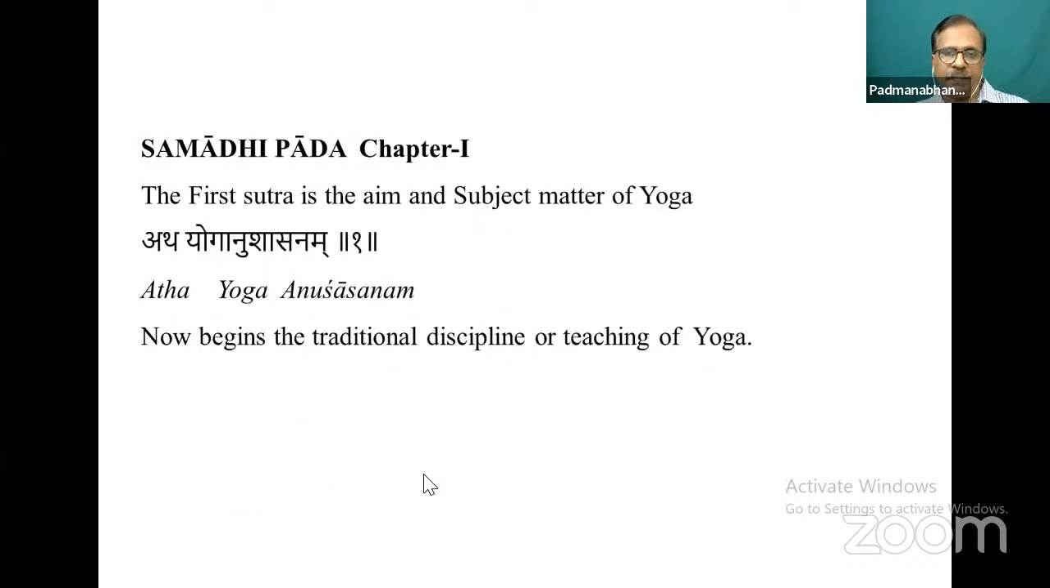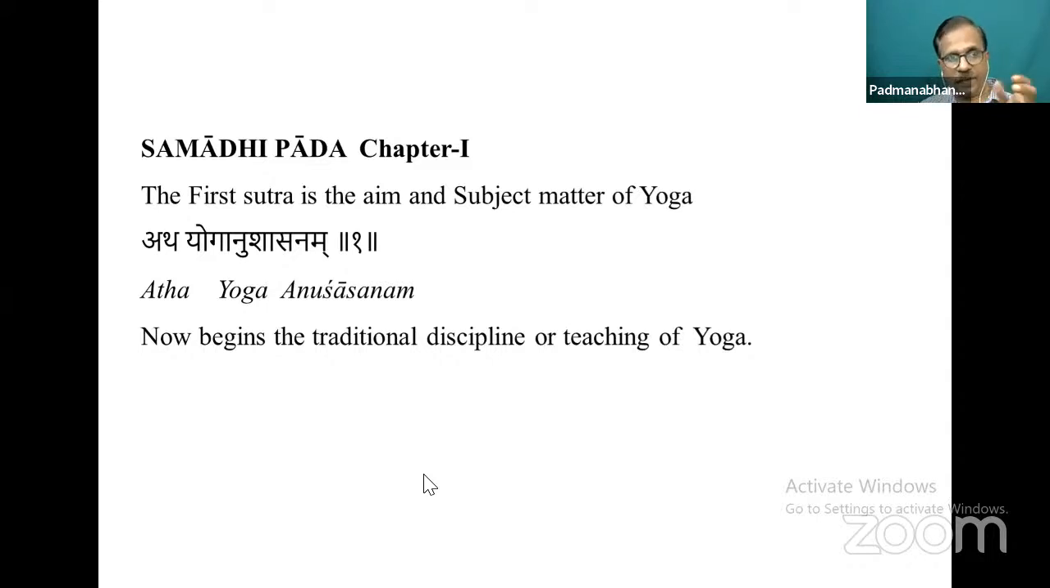Then let us do an analytical study, sometimes a critical study also, starting from each and every sutra explained in the first pada. The chapter is known as pada. The first sutra is the aim and subject matter of yoga. And what does it say? Atha yoga anushasanam. Three words: Atha, yoga, anushasanam.